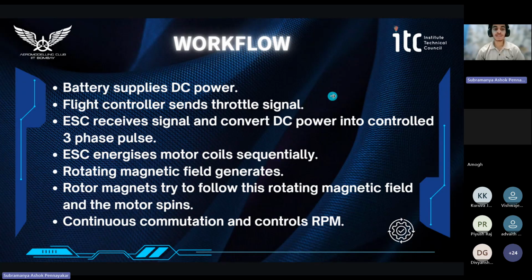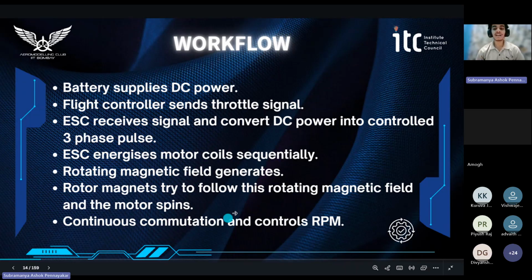Yes, so here's the workflow. Battery supplies DC power, flight controller sends the throttle signal, ESC receives the signal and converts DC power into a three-phase pulse. ESC energizes the motor's coils sequentially, a rotating magnetic field is generated and the motor starts spinning. So let me tell you something. Here the ESC is doing two jobs simultaneously. One is commutation and another one is pulse width modulation.